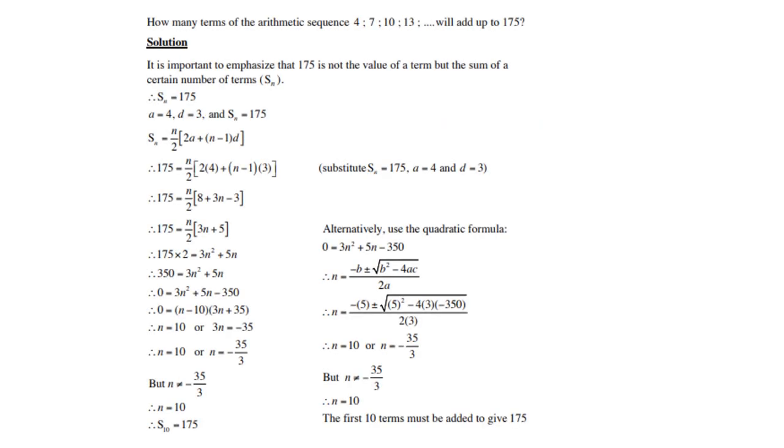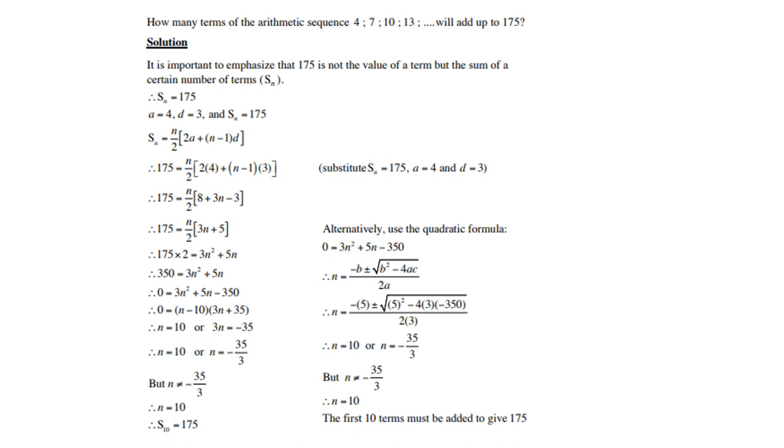And let's look at the following example. How many terms of the arithmetic sequence 4, 7, 10, 13 will add up to 175? So now the sum is given. But it is arithmetic because 7 minus 4 is 3, 10 minus 7 is 3. So there's a common difference of 3, A is 4, and the sum is 175. So use the sum formula and replace the sum to n terms with 175. N is the unknown, A is still 4, and D is still 3. So n is the unknown.